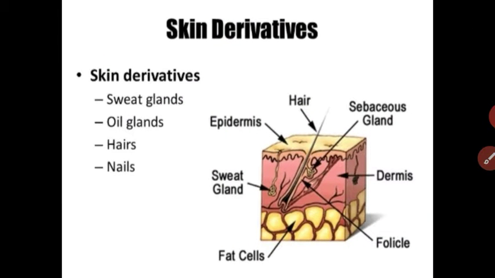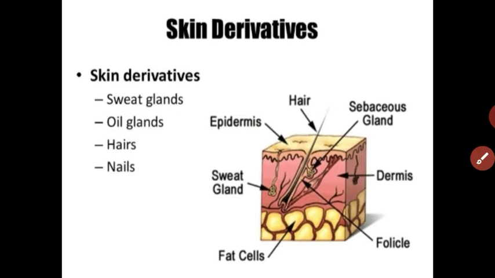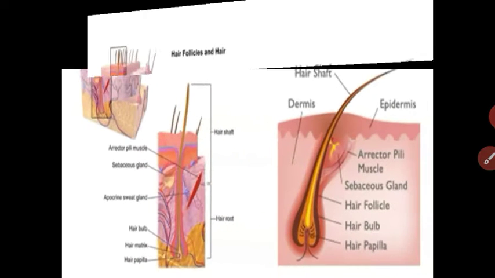The special derivatives of the human skin are the sweat gland, the oil gland, also called the sebaceous gland, hair, nails and the mammary gland. Got it? One by one, we will study each of them in detail. First of all, we will see the structure of hair.